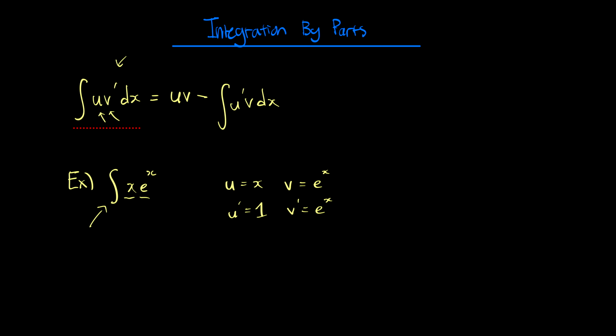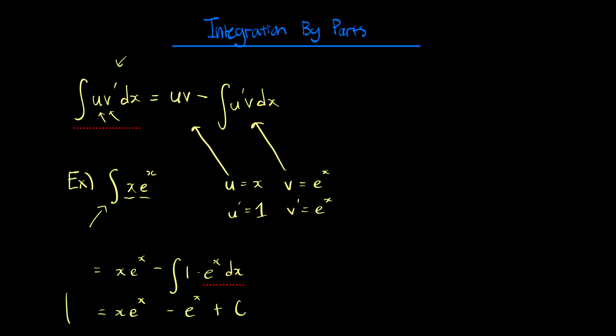And now all we have to do is map these into this formula right here. So this is going to be equal to x e to the x minus the integral of 1 times e to the x dx. So this is going to be equal to x e to the x minus e to the x plus c. So that is how we would find the integral of x e to the x using integration by parts.